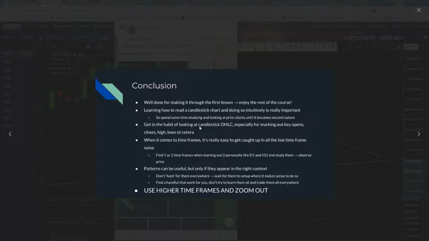Conclusion: the key is really that patterns can be useful, but only if they appear in the right context. These patterns are important, but there are so many other things that go into it. Over time, the key is you guys just get started, draw some cup and handles, some triangles, and everything else will slowly fall into place. It's kind of like riding a bike. You get on the bike at first, maybe you have training wheels, and that's okay. You just learn. But as soon as you really start to catch on, you're off to the races.